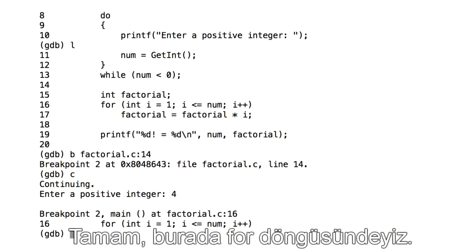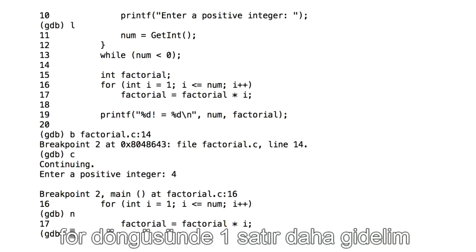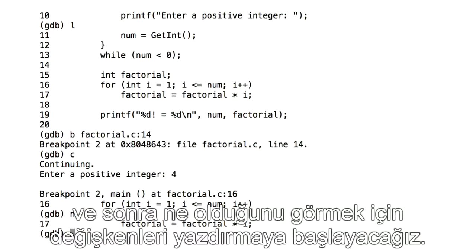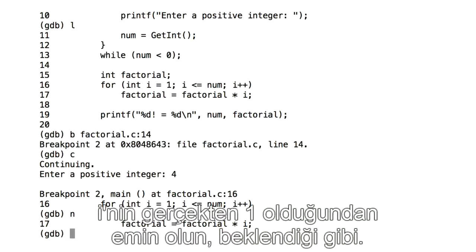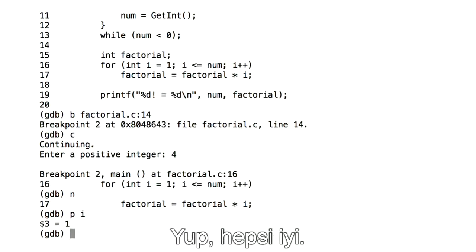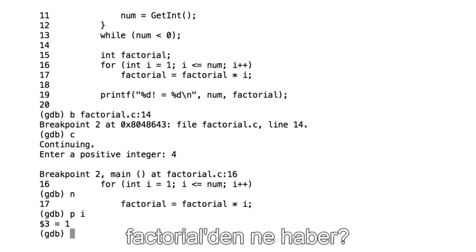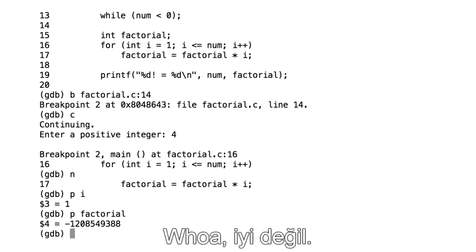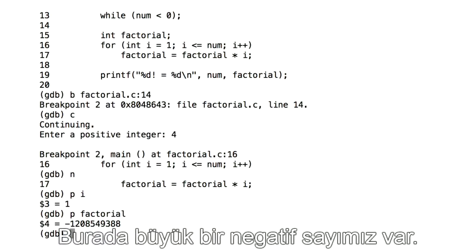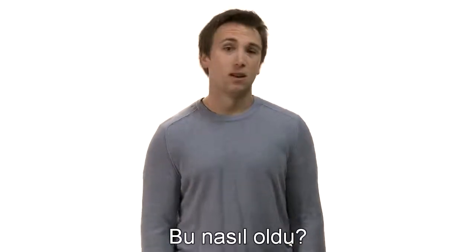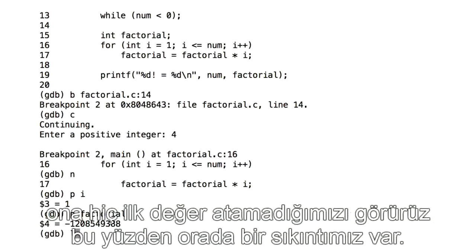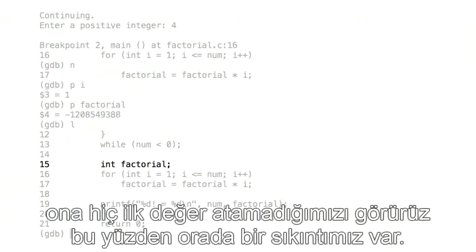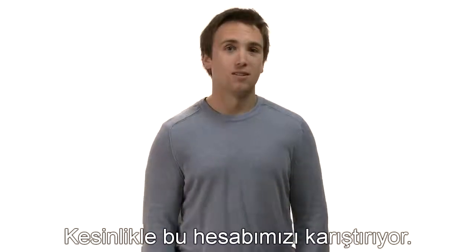Okay, here we are at the for loop. Let's go one more line into the for loop, and then we'll start printing variables to see what's going on. Let's make sure that i is indeed 1, as expected. Yep, that's all good. What about factorial, though? Whoa, that's no good. We've got a big negative number here. How'd that happen? Well, if we look back at the code, we see that we never initialized it, so we've just got trash in there. That'll definitely throw off our calculation.